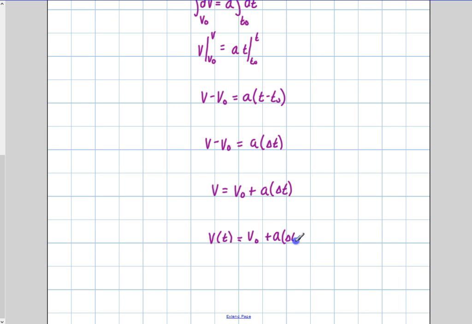Why do I write that as a function of time? Well, simply put, we may not want it as a function of time, just depending upon what we're looking for. In this case, though, I do, because that's what the initial equation was asking for.